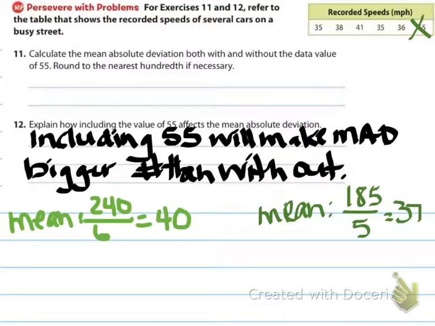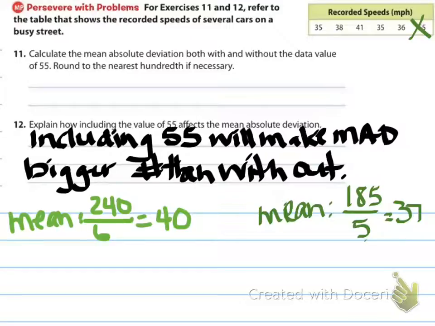All right, now notice that I had to subtract out. I didn't have to re-add them up. I just subtracted my 55 from 240, and I got 185. When I'm dividing, I no longer have that 55, so now I'm dividing by 5 values, not 6. And so my average ended up going down to 37. So originally it was 40 miles per hour as my average. Now it's 37 miles per hour.